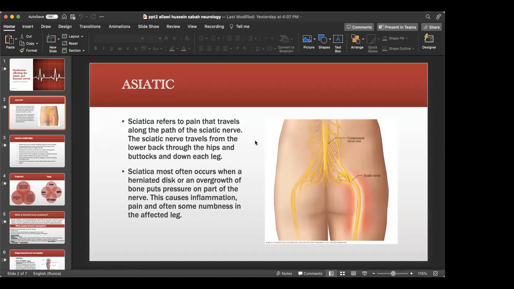As you see in the picture, this is the sciatic nerve. The sciatic nerve travels from the lower back through the hips and buttocks and down each leg. Sciatica most often occurs when a herniated disc or overgrowth of the bone puts pressure on part of the nerve. This causes inflammation, pain, and often some numbness in the affected leg.